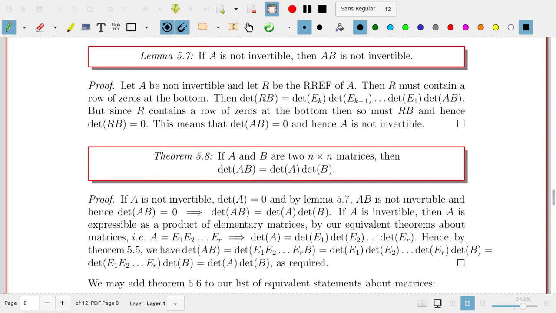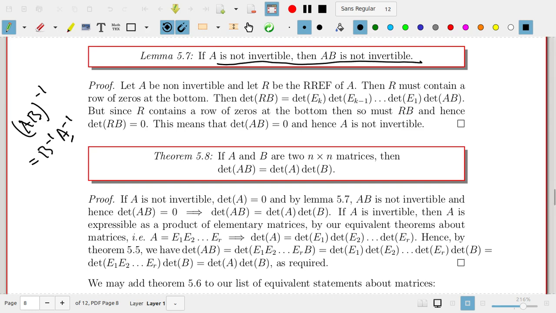Okay, so now what we're going to do is prove a lemma. A lemma is basically a helping theorem, meaning a lemma is a theorem that is used to prove other theorems. So the lemma tells you that if A is not invertible, then AB is not invertible. Right? Remember, we had AB inverse equals B inverse A inverse.